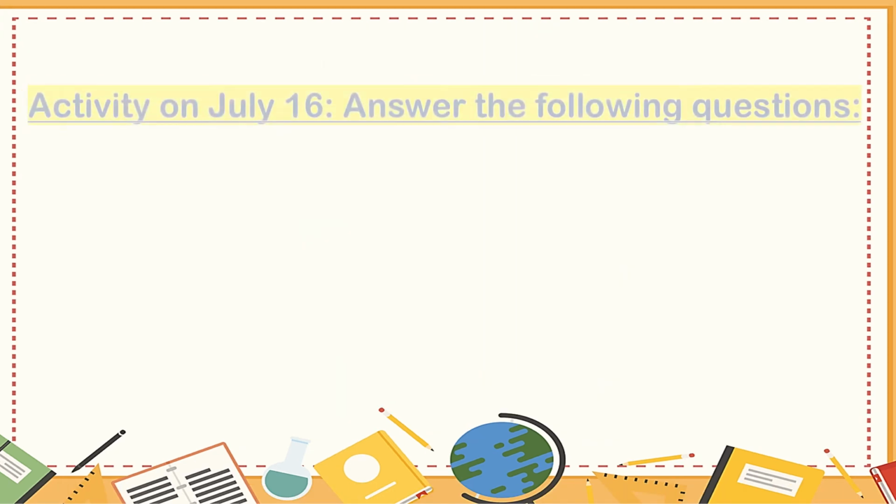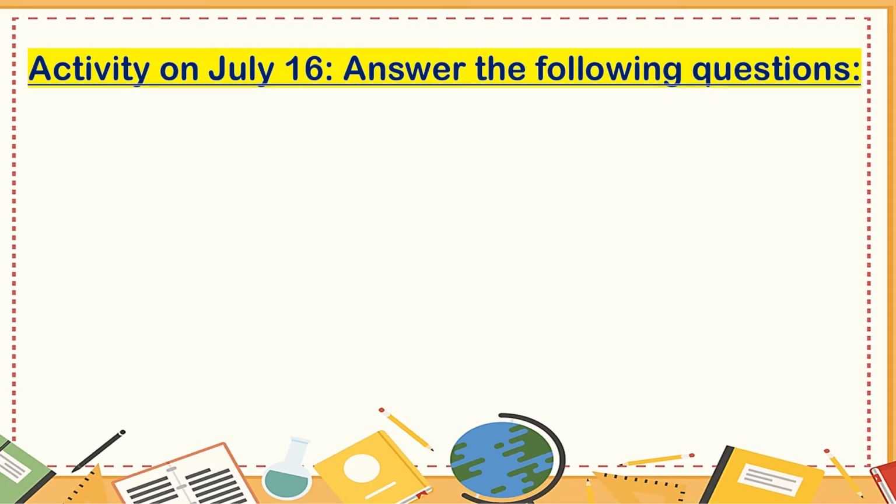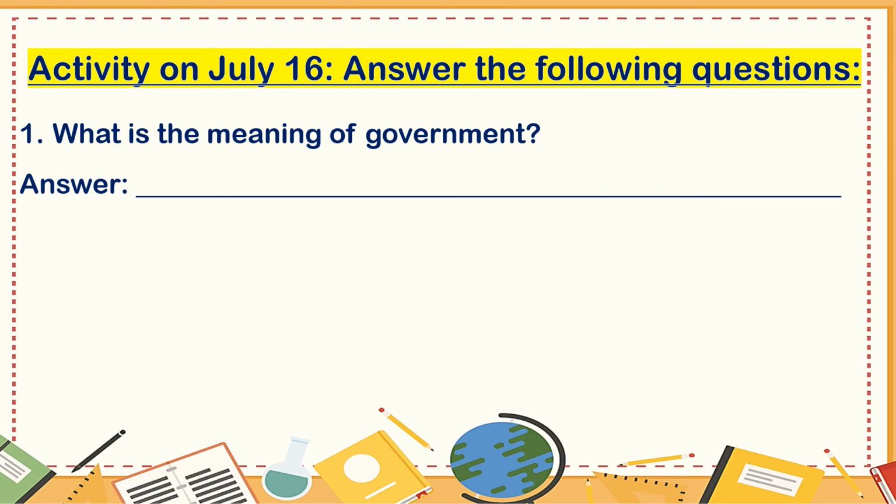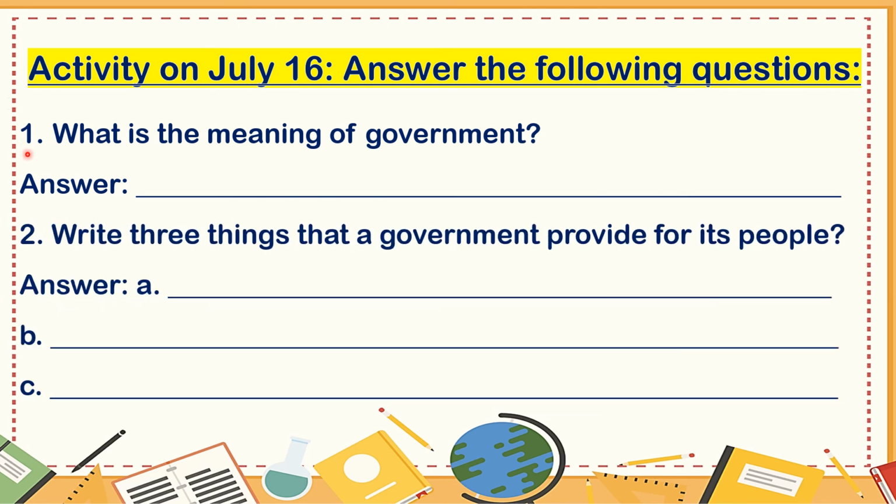Now, class, it's time for your activity. Please answer the following questions. Number 1, what is the meaning of government? Number 2, write 3 things that a government provides for its people. Now, class, aside from this, please answer your book on page 20. Take a picture after you answer the book and upload it on the social studies album I created in your Line group. Good luck, everyone!